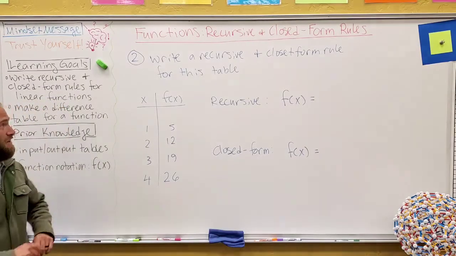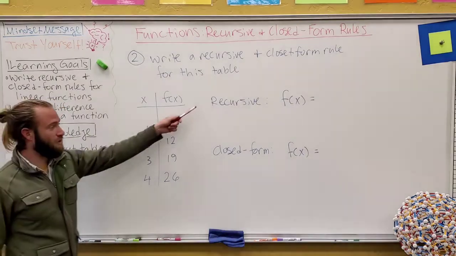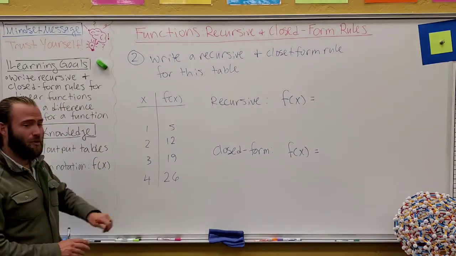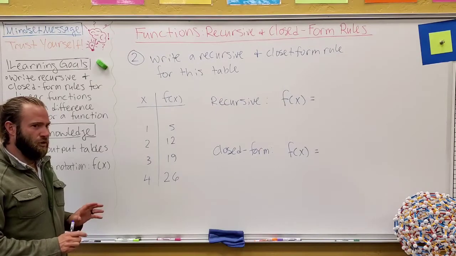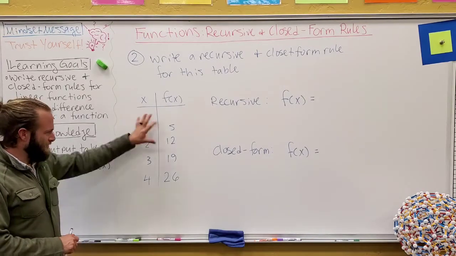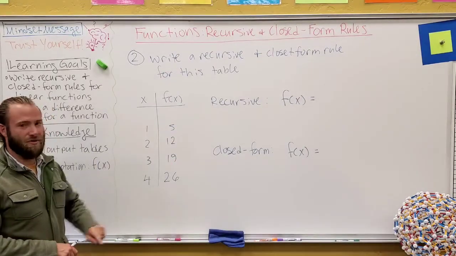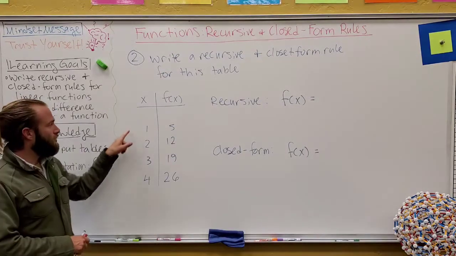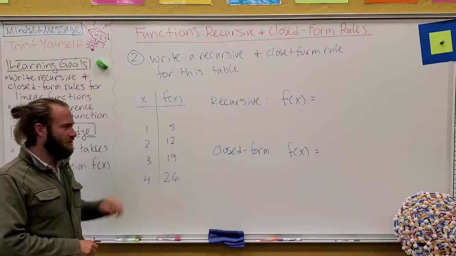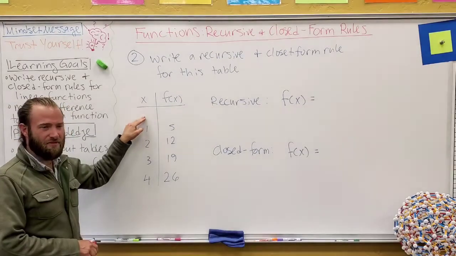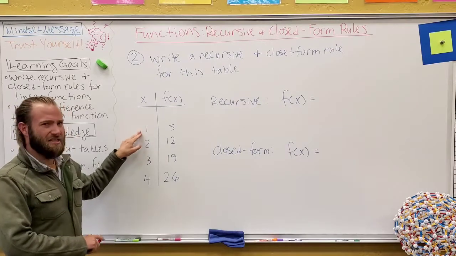So here's a practice example for you to write a recursive and a closed form rule. Before I let you go on it, here's the table we're looking at. You should notice something slightly different about this table. Besides the numbers being different, and the pattern is a different number that we're adding on, you'll notice that we haven't included any other inputs below 1. So instead of 0 being my first input, 1 is in this case.